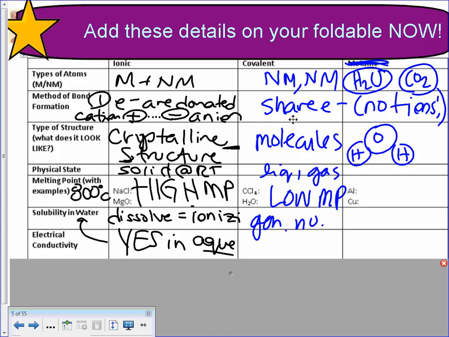Not soluble in water. Do you think then, since that's the case, that they're not soluble in water, do you think they're electrically conductive? No. And I'm just going to say no ions, just to remind you that the ions are what's causing the electrical conductivity. So if you don't have ions, then you're not electrically conductive.